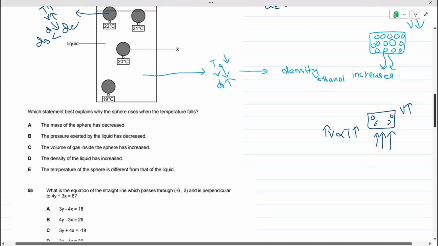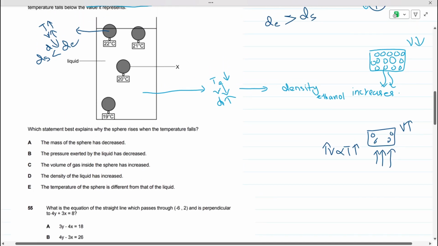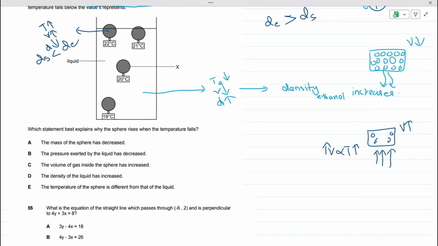So let's read the options. The mass of the sphere has decreased. No, it's nothing to do with the mass of the sphere. The pressure exerted by the liquid has increased. No, we haven't talked about pressure yet, right? The volume of the gas inside the sphere has increased. No, we haven't talked about that either.